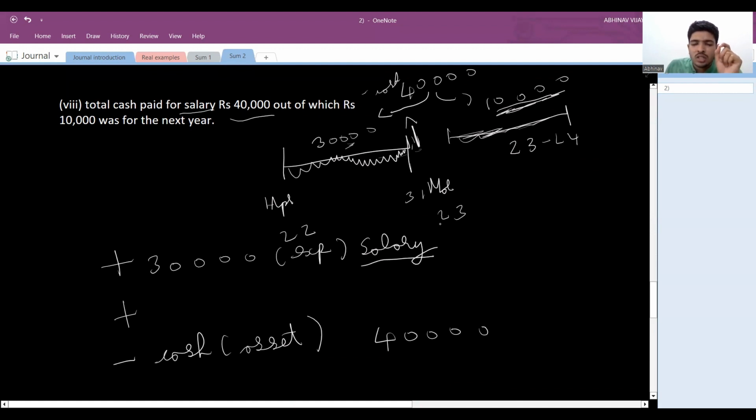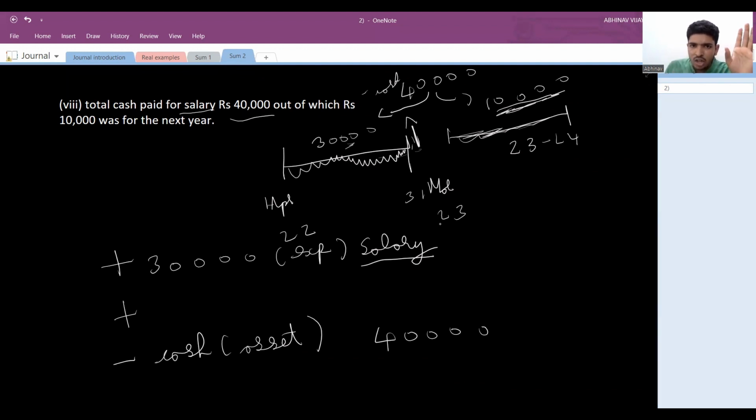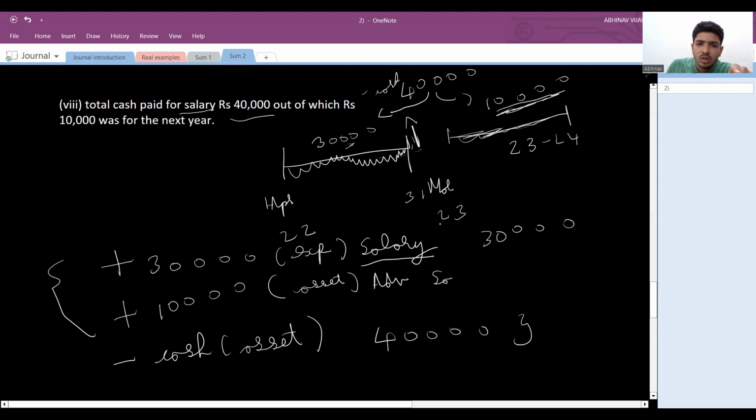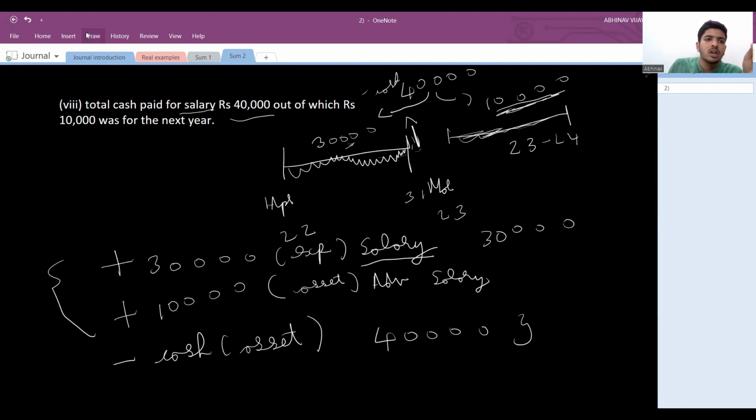Expense is always the value, the benefit of which is already taken. It does not matter if cash is paid or not. Okay. Now 30,000. And final. I already wrote 30,000 here. Final. This 10,000, to satisfy double entry criteria, both sides should be equal, right? This 10,000 will be an asset, advance salary.